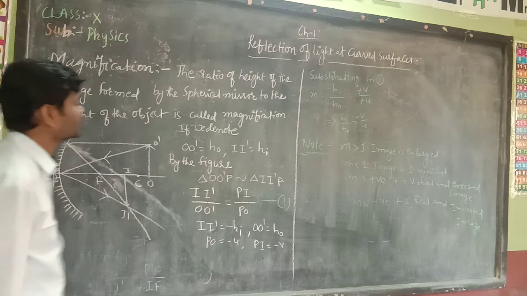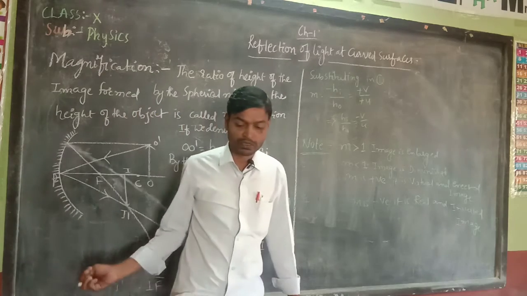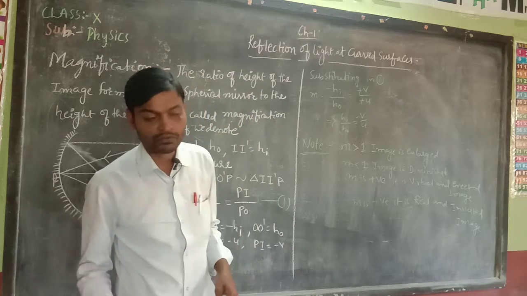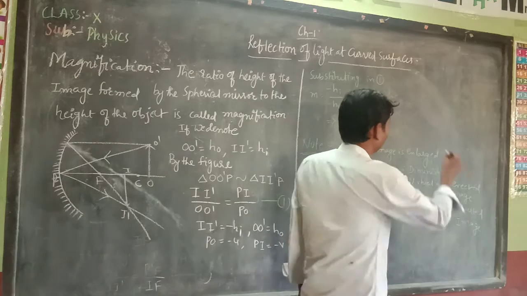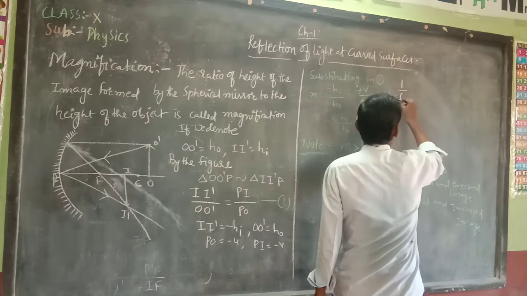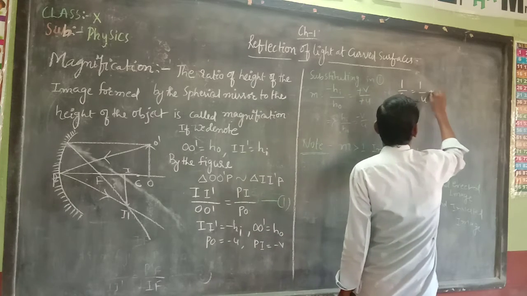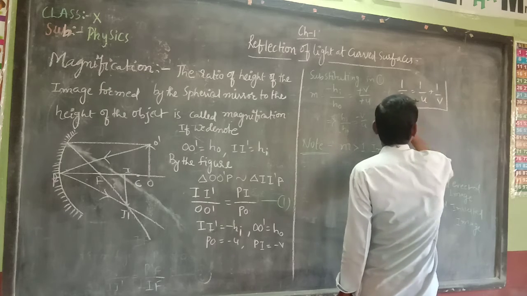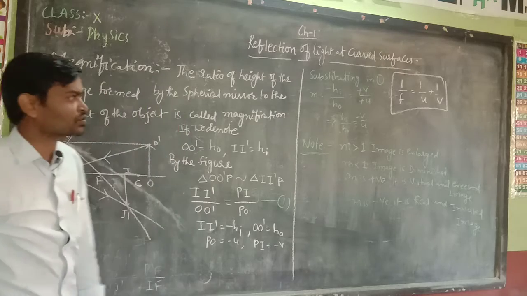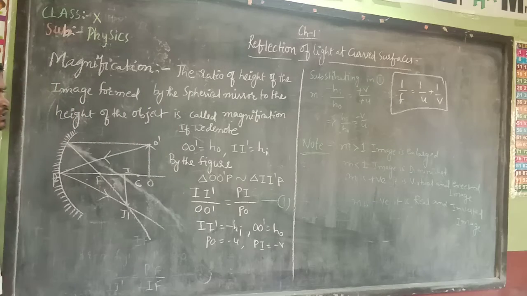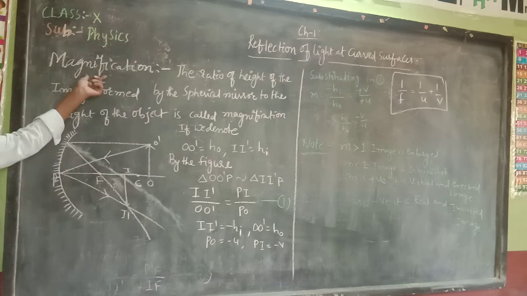So, in the last class we have studied about the mirror formula. What is the mirror formula? 1 by f is equal to 1 by u plus 1 by v. The derivation you have seen in the last class. And let us go for the next thing, which is magnification.